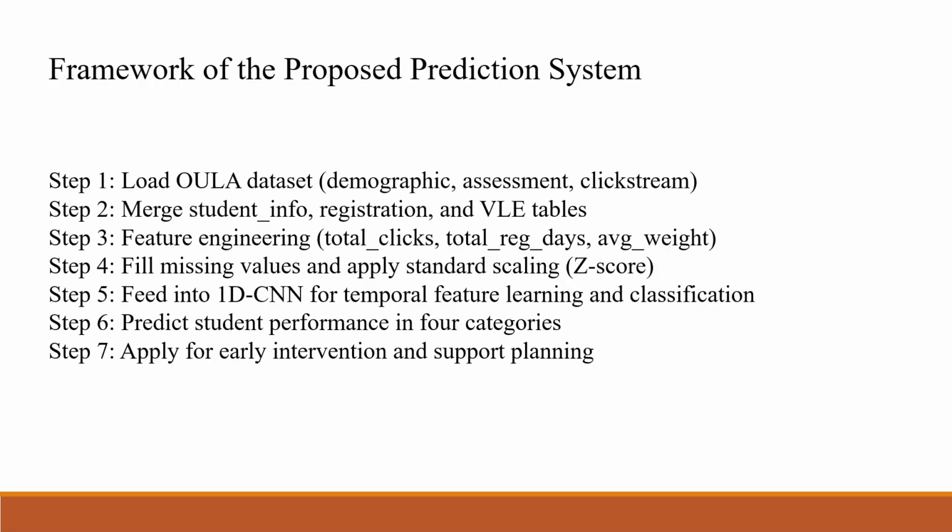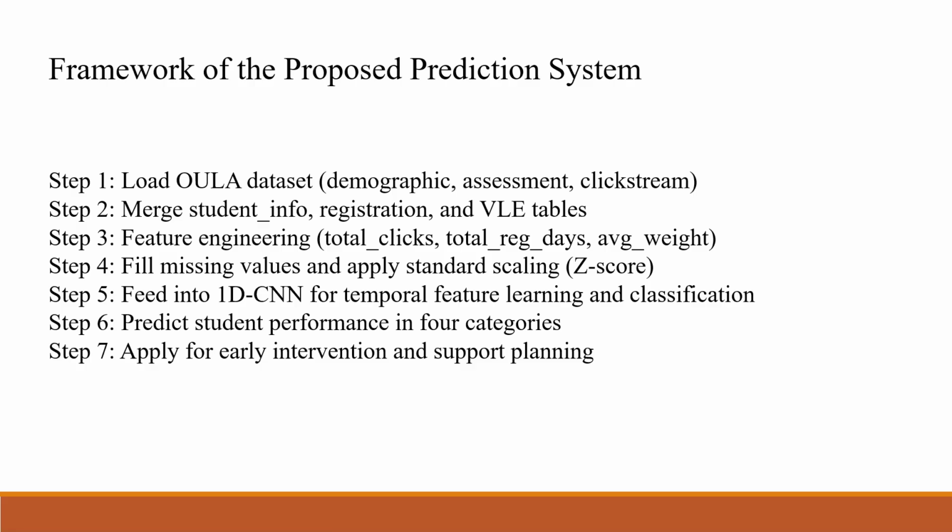The proposed prediction system begins by loading the OULA dataset, which includes demographic information, assessment scores, and clickstream behavior. These data are organized across 7 CSV tables, including student, info, registration, and VLE. Next, the system performs feature engineering to generate meaningful variables such as total click count, total registration days, and average assessment weight. Missing values are filled, and the data are normalized using Z-score standardization.